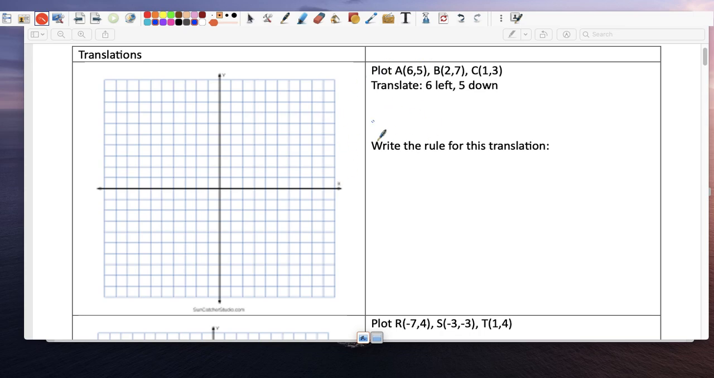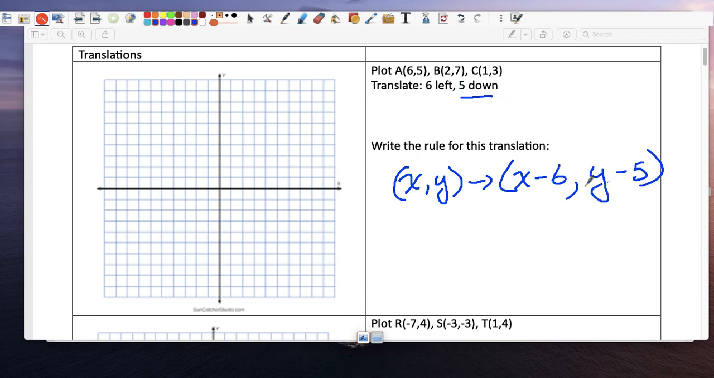So for this particular problem, let's start with the rule. So our initial coordinates x, y, how are they going to change? Well, on the x-axis, we're going to move left. So that means on the x-axis, it's minus 6. And then on the y-axis, are we going up and down? We're going down. And how is that represented? We can represent that by, say, subtract 5.